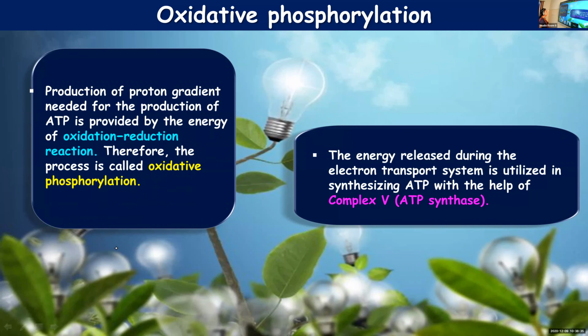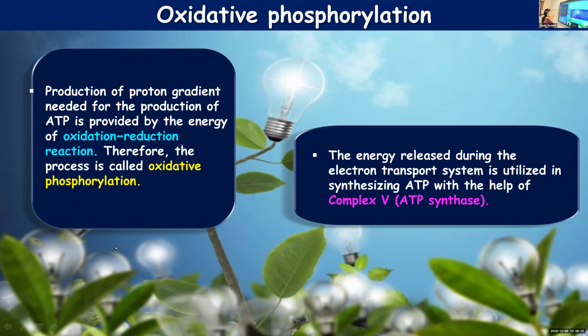Production of the proton gradient needed for the production of ATP. Already you understood how a proton gradient is established. I told you an electrochemical gradient is established. The chemical gradient is due to the difference in the concentration of protons. The production of the proton gradient needed for the production of ATP is provided by the energy of oxidation reduction reactions. You have seen the molecules getting oxidized and reduced as they pass through the electron transport chain, and you call this process oxidative phosphorylation.